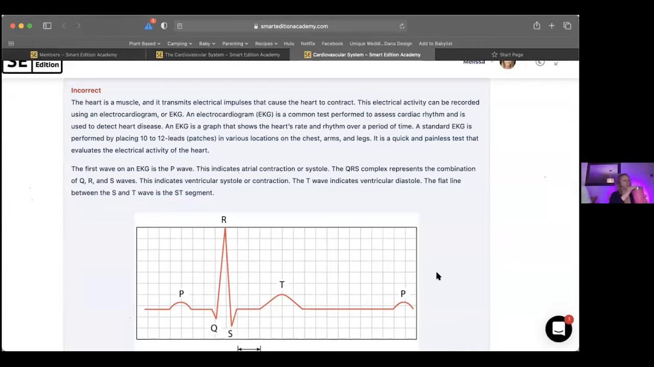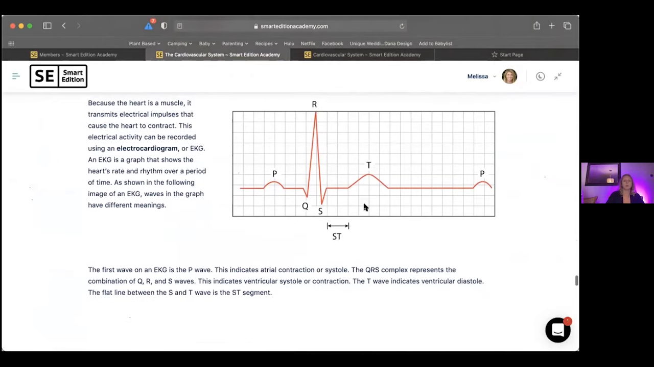Let's go ahead and get into the actual lesson where we're going to dive into some of this content. It's going to be a mix between high level, but we're also going to try and get in depth for you so that you can have a good understanding. So we have the Q, the R, and the S, which is the QRS complex. And it indicates ventricular systole. Remember, systole means that the heart is contracting and it's pumping the blood, okay?